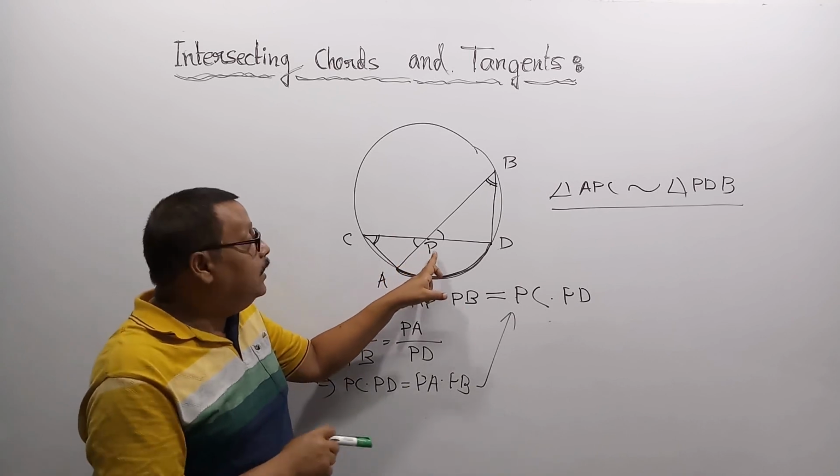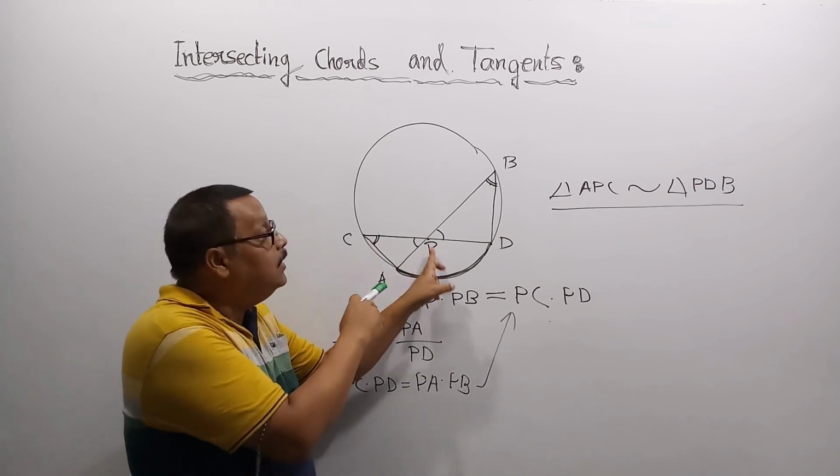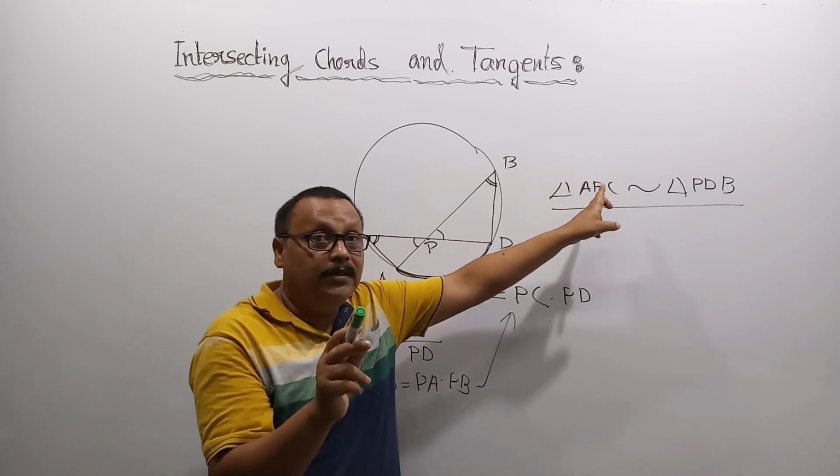Now, here clearly P is inside the circle. If P lies outside the circle, then what will happen? Come here.